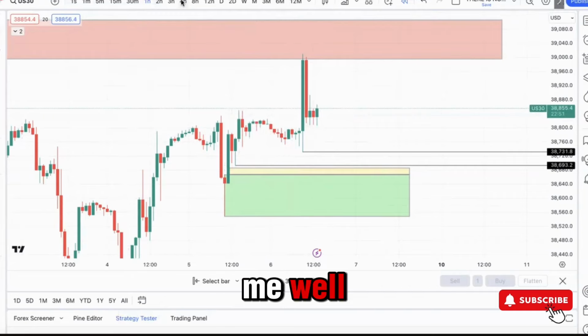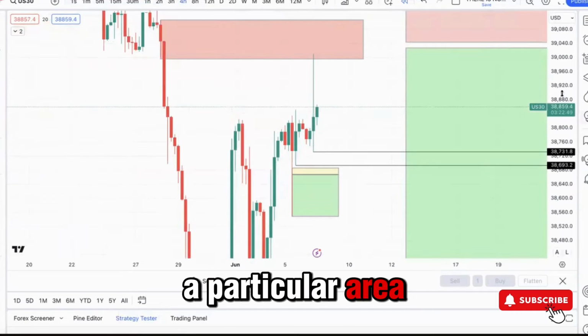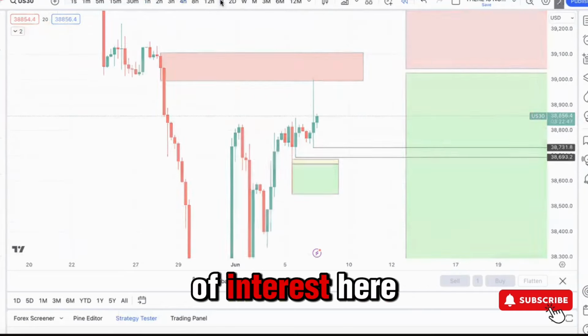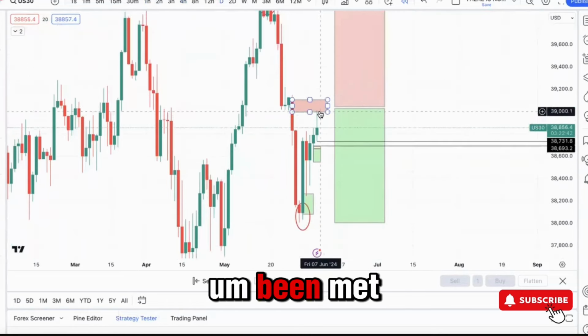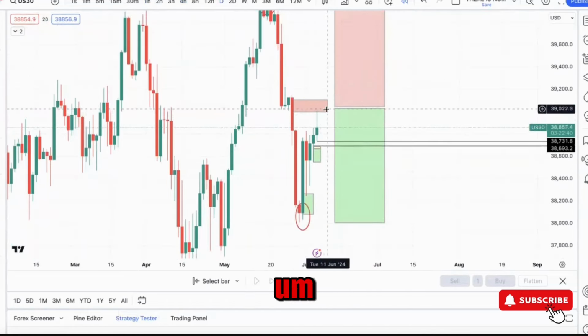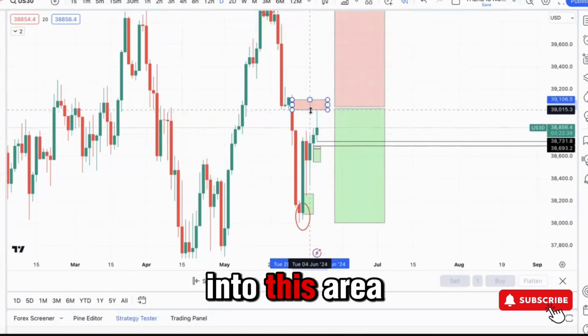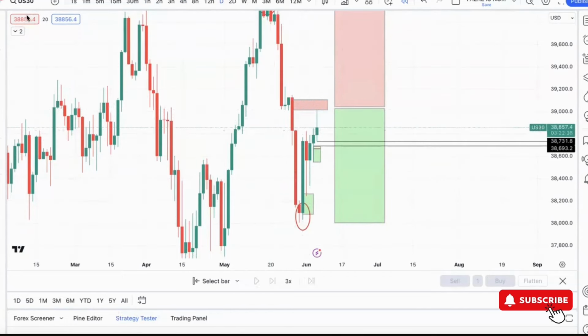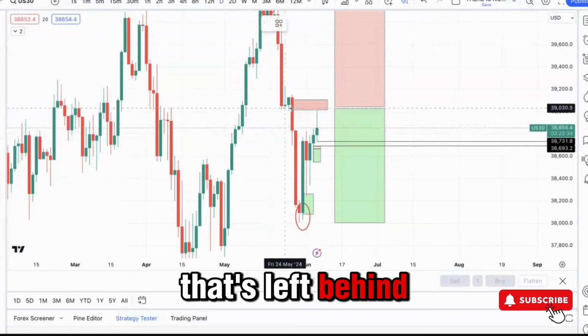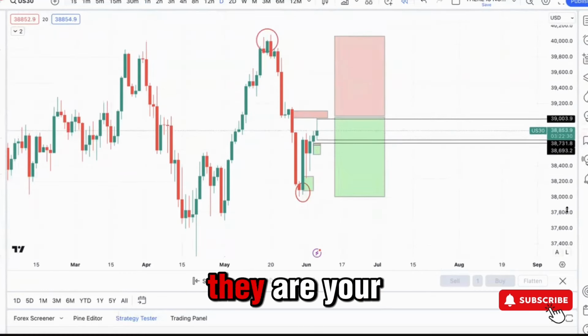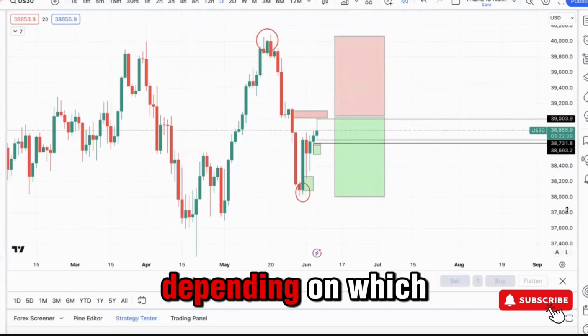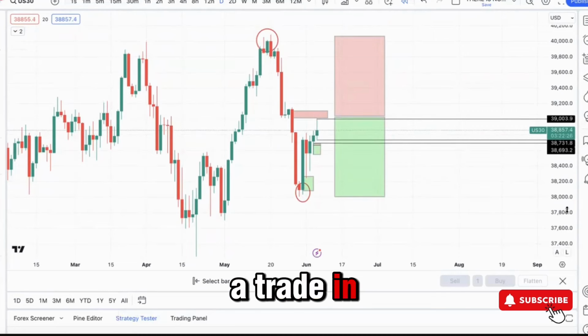And you may ask me, well, hasn't a particular area of interest been met here? Not quite. We didn't quite tap into this area, which is another high that's left behind right here. So pay attention to the highs and the lows. They are your targets for take profit, depending on which direction you get a trade in first, right?